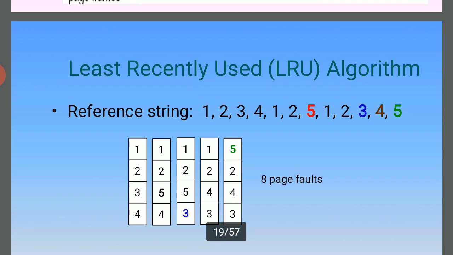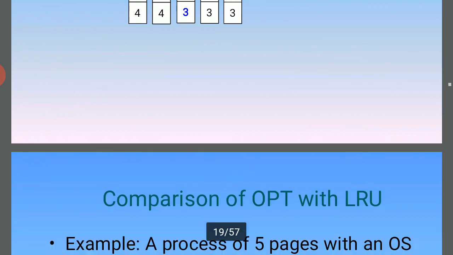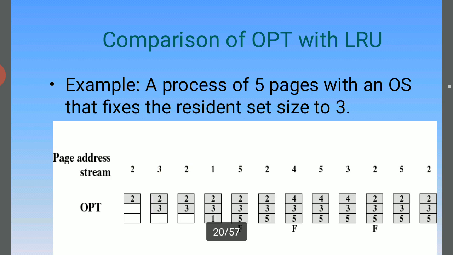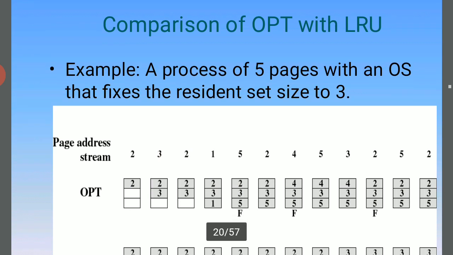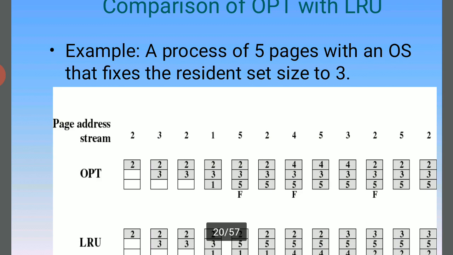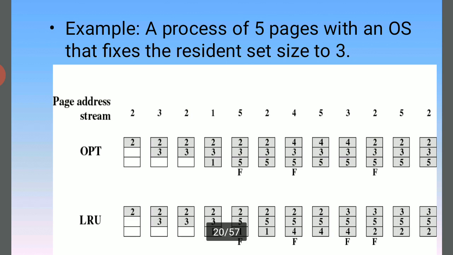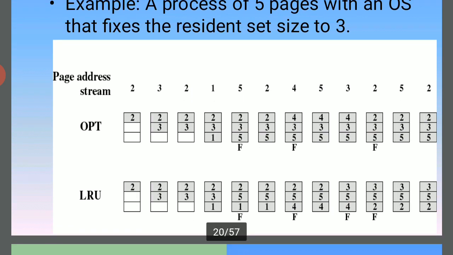Least recently used, LRU algorithm. So what is the least recently used LRU algorithm? Here the reference string 1 2 3 4 and the 1 2 5 1 2 3 4 5, here 1 2 3 4 and the 8 page faults. So comparison of the OPT with LRU. For example, a process has 5 pages with the operating system that is fixed by the resident set size of 3. The page algorithm compares the OPT and the LRU. So it is automatically adjusted page by page.